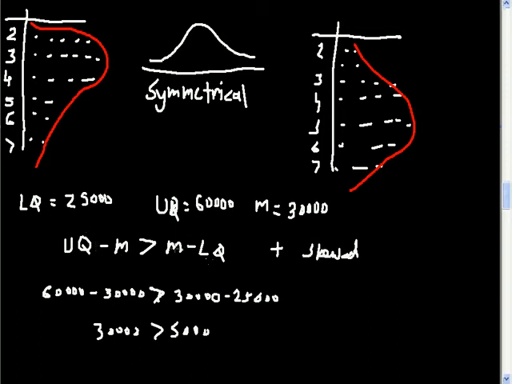Find the difference between the median and the upper quartile, and the median and the lower quartile, and see which one's bigger. If this difference is bigger, then it's positively skewed. If this difference is bigger, then it's negatively skewed. All right, and if there's almost no difference at all, it's symmetrical. If there's very little difference between this and this, and this and this, then it's symmetrical. All right, so that's one test.